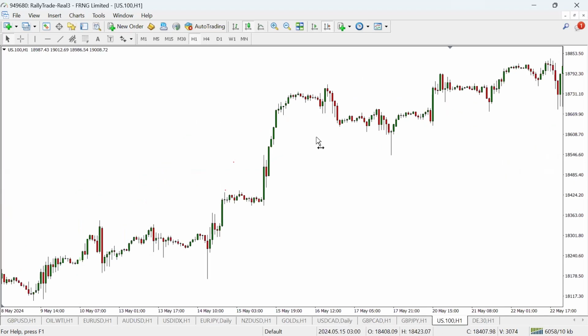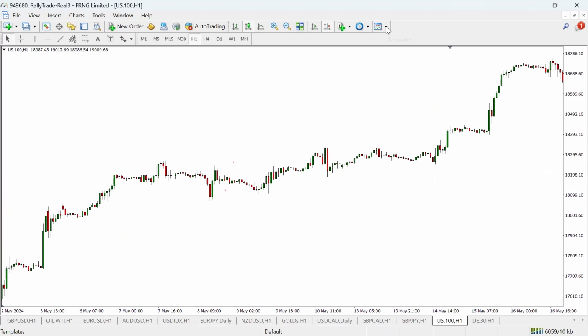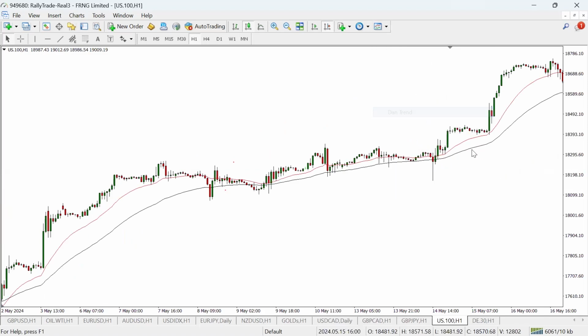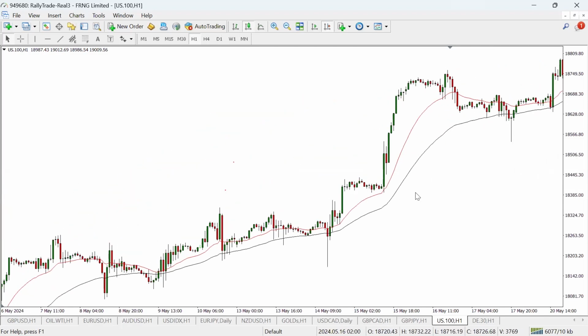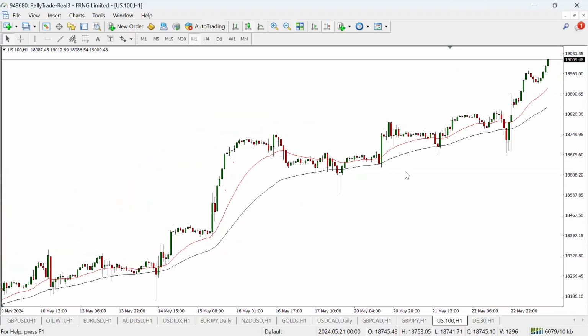Right, so this is the US 100 chart. Let me bring out my moving average indicators. The two moving averages I'll be advising are EMA 21 and EMA 50. These are 21 and 50.